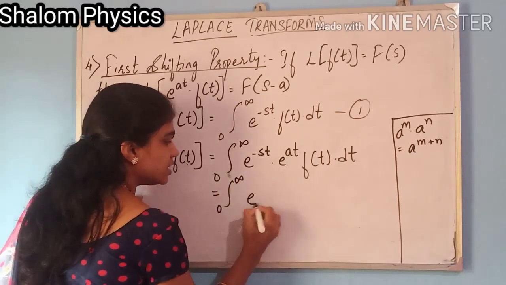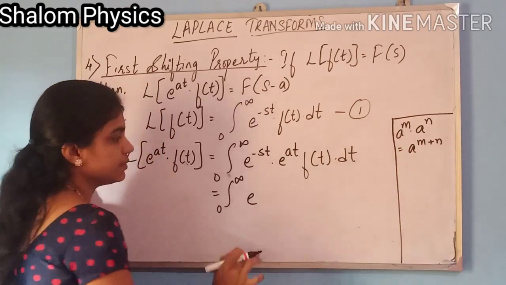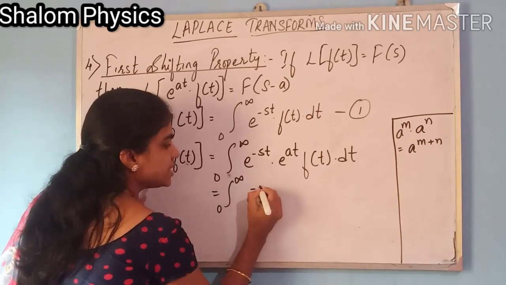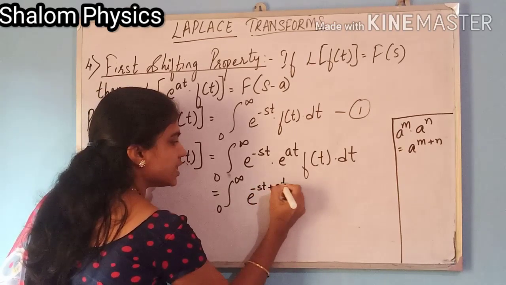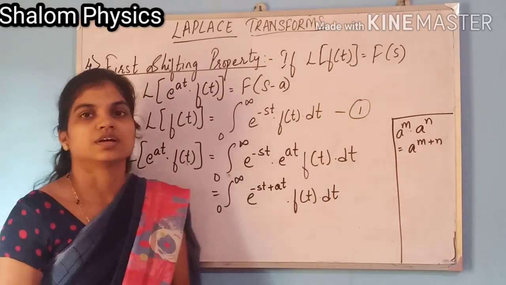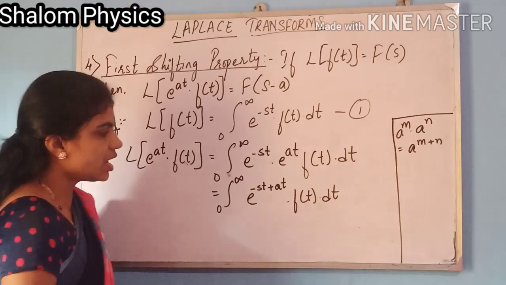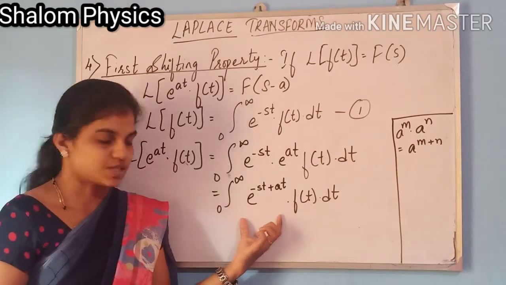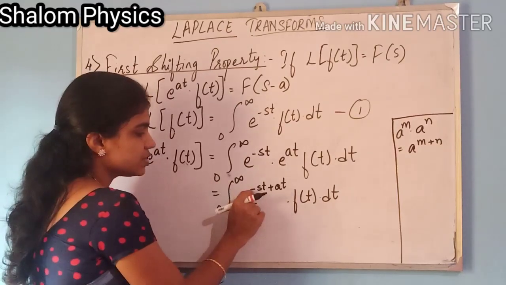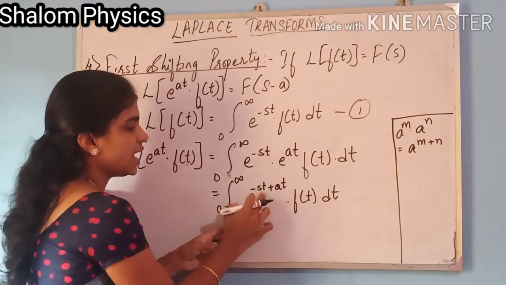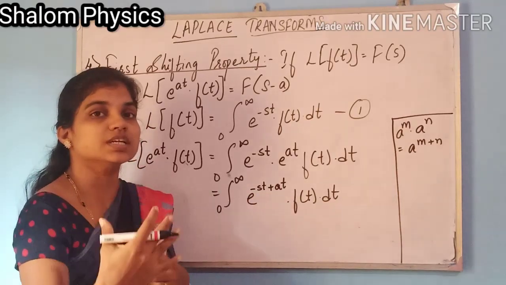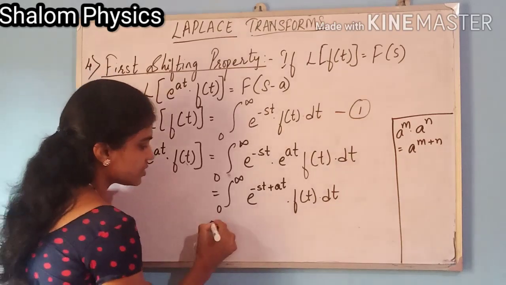So 0 to infinity, what do we have? The base is going to remain the same and the exponents are going to get added up. So minus st plus at into f of t dt. Now, from this expression, I'm going to take the minus sign outside and we have t common. So this t also we are going to take outside the bracket. So how are we going to write that?